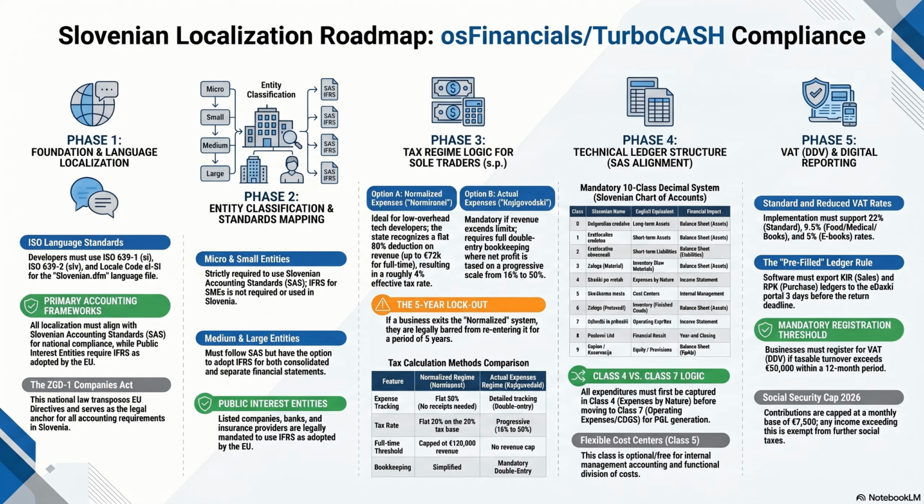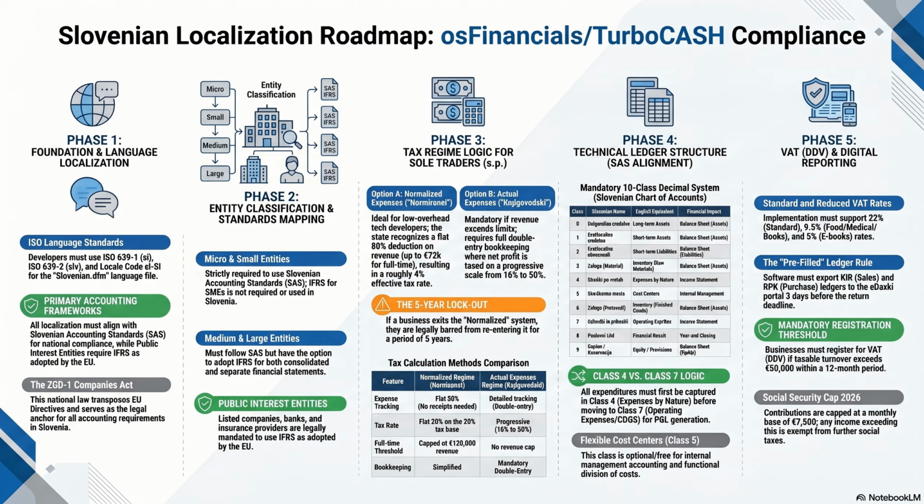Okay, let's do it. If you form a limited liability company, a DOO, or a joint stock company, ADD, your business is totally decoupled from your personal finances. It is a completely separate legal sandbox. Right. And what does that mean to the tax calculation engine? The corporate entity pays a 22% corporate income tax, or CIT, on its net profits.